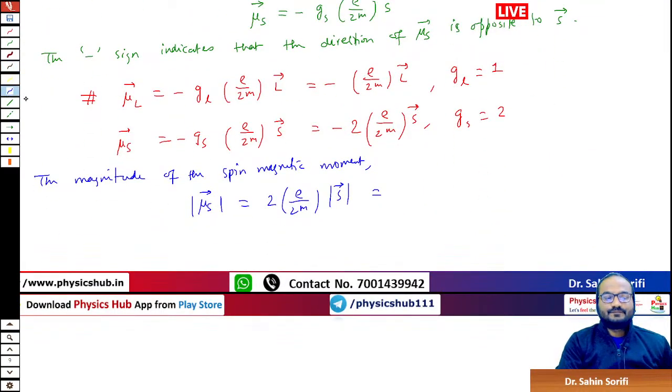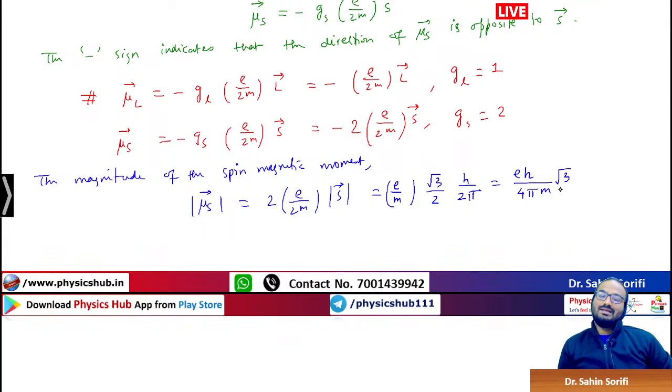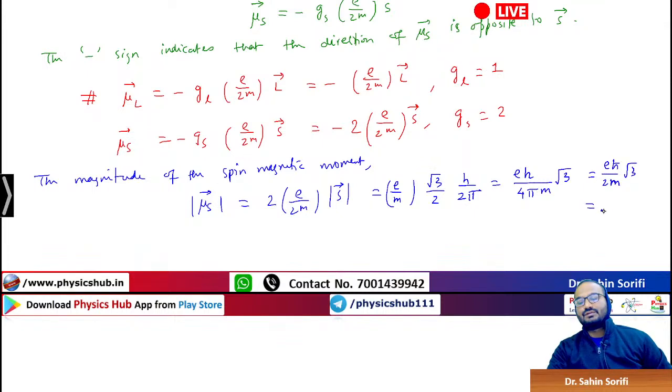So this will be equal to, 2 getting cancelled, e by m times root 3 by 2 h by 2 pi. So we can say it is equal to eh by 4 pi m times root 3, and h by 2 pi is h cut, so this is e h cut by 2m into root 3. e h cut by 2m is equal to mu B. So root 3 mu B.